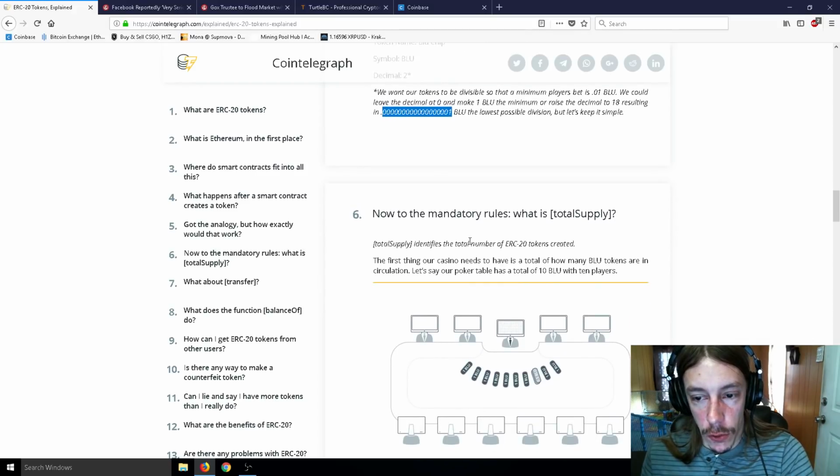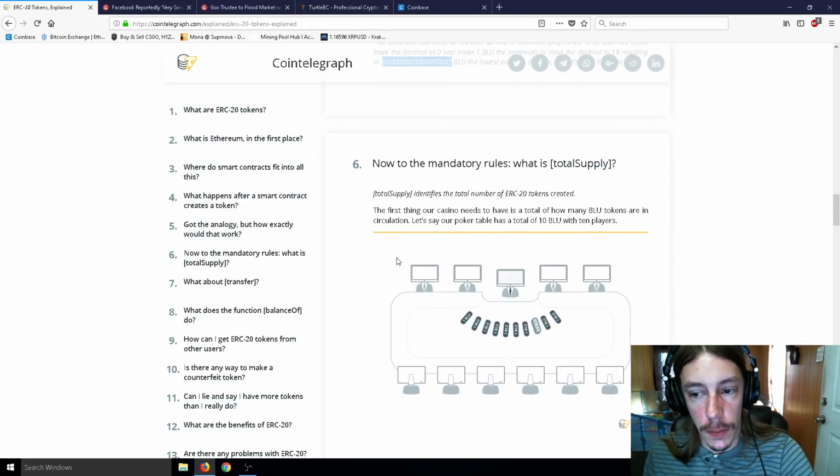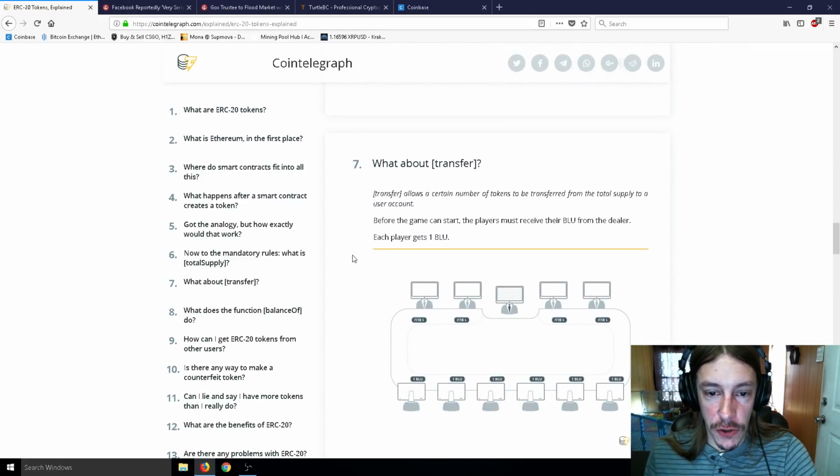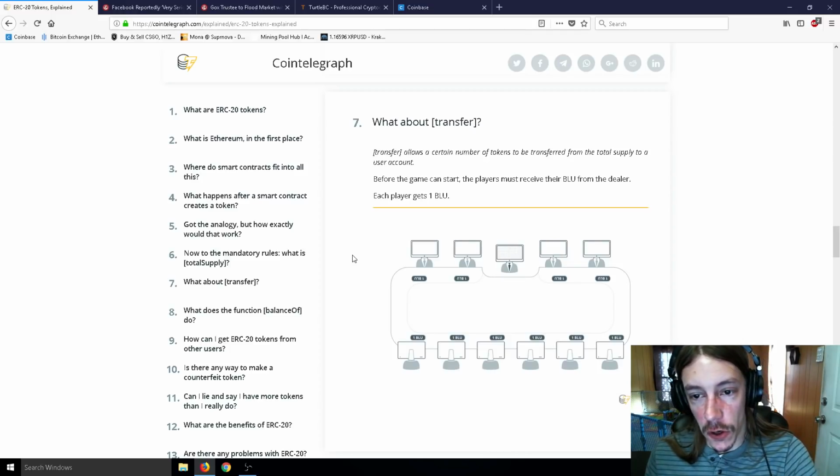So now to the mandatory rules. The total supply, you need to have a total supply. So the first thing our casino needs to have is a total of how many blue tokens are in circulation. Let's say our poker table has a total of 10 blue with 10 players. So what about transfer? Before the game can start, the players must receive their blue from the dealer. Each gets 1 blue.